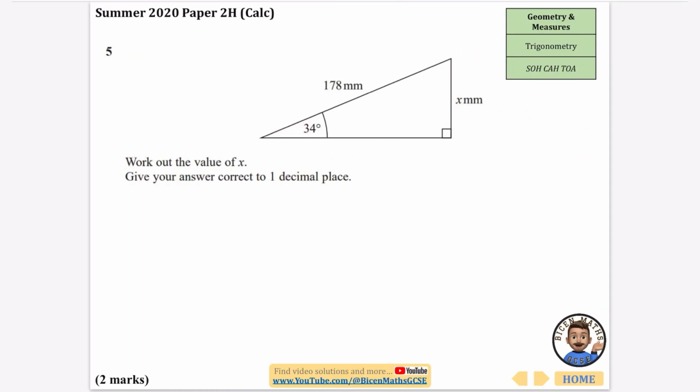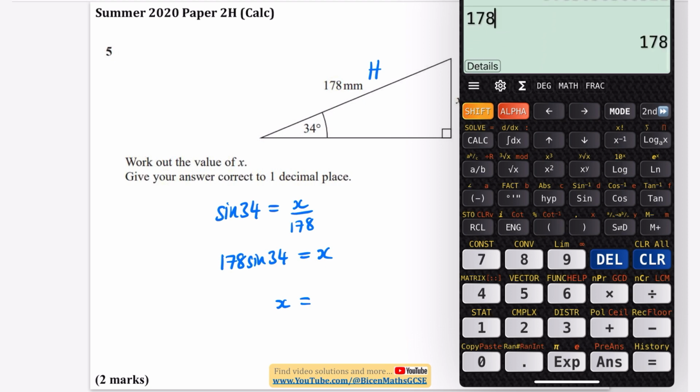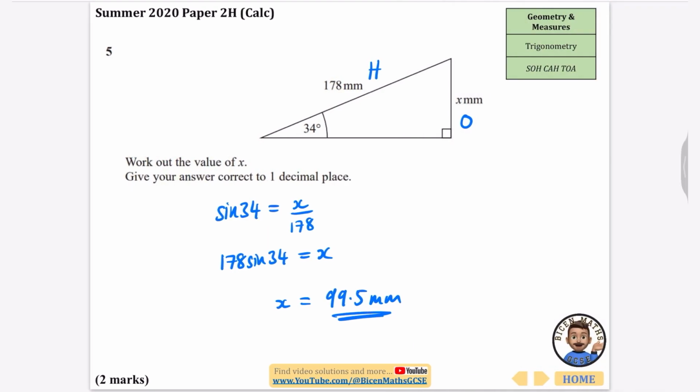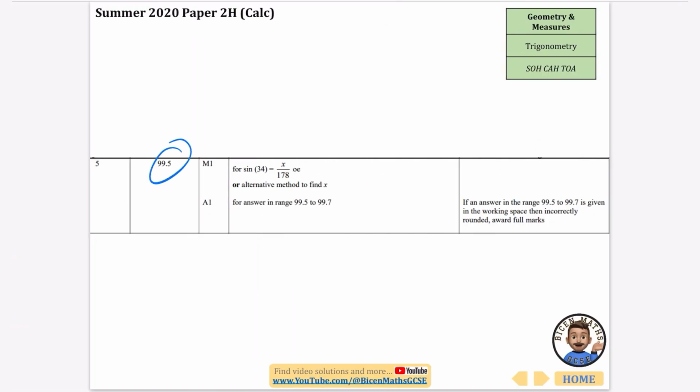Okay, so pretty similar setup. The x is the opposite and this is the hypotenuse. So we're going to say that the sine of the angle, the sine of 34, is the opposite over the hypotenuse. I'm going to multiply both sides by the 178 because it's being divided by that. And then I'm literally just going to type that on my calculator. So I'm going to do 178 sine of, oh, that's cos, 178 sine 34. And to one decimal place, that is going to be 99.5 millimetres. Let's see if we've got that one right. Yep, there is the 99.5.